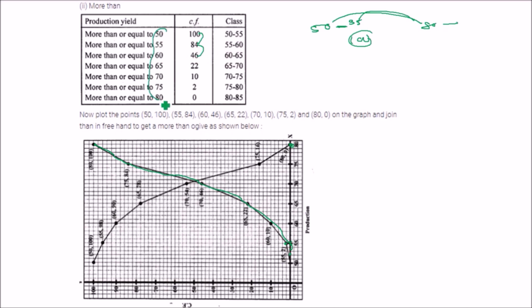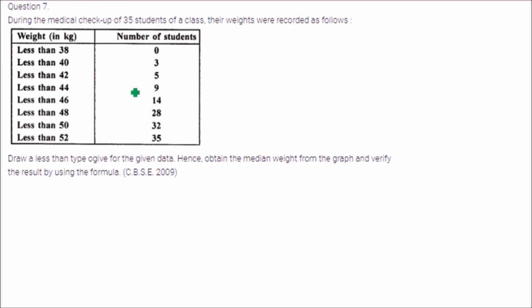So the points you get, this will be the x-axis and this will be the y-axis. Let me draw it: 50 and 100. So x is 50, y is 100. This is the first point. Let me draw the last one. X is 80, y is 0. So this is the last point, and this will be our ogive. I hope you'll be able to draw the other points also.